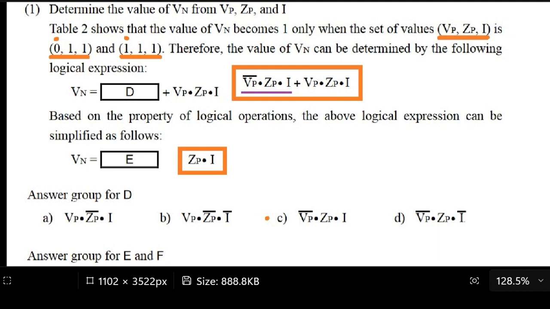And the way to solve this is to go look at table 2 first. We can see, as a reminder, that the values should be 0, 1, 1 and 1, 1, 1 for VP, ZP, and I respectively. That is so that we could get 1 for our VN. So we take note of this, and let's look at table 2 to understand how they can be applied.